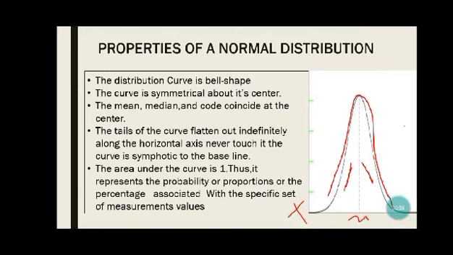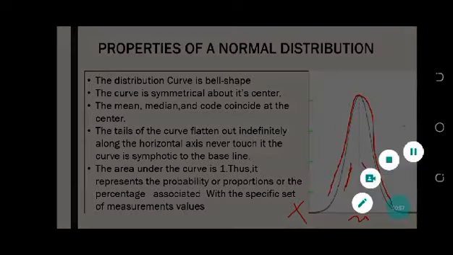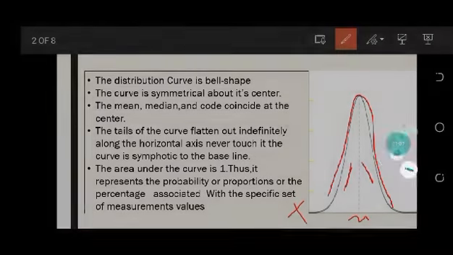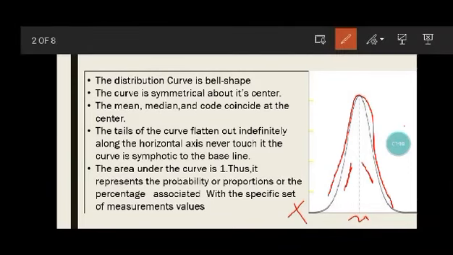So these are the properties of a normal distribution. The distribution curve is bell-shaped. If you notice in the picture, that is the shape of the normal distribution curve. The curve is symmetrical about its center.